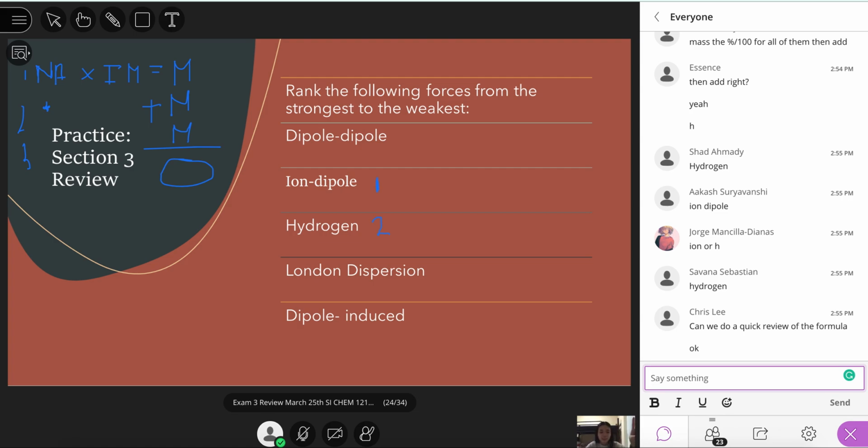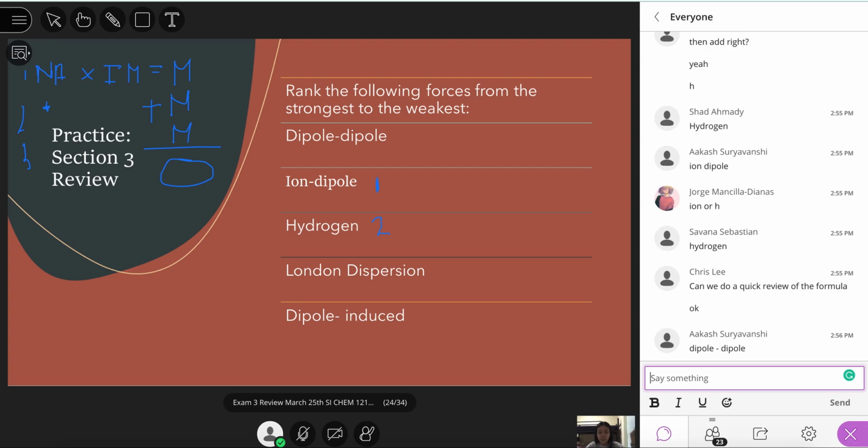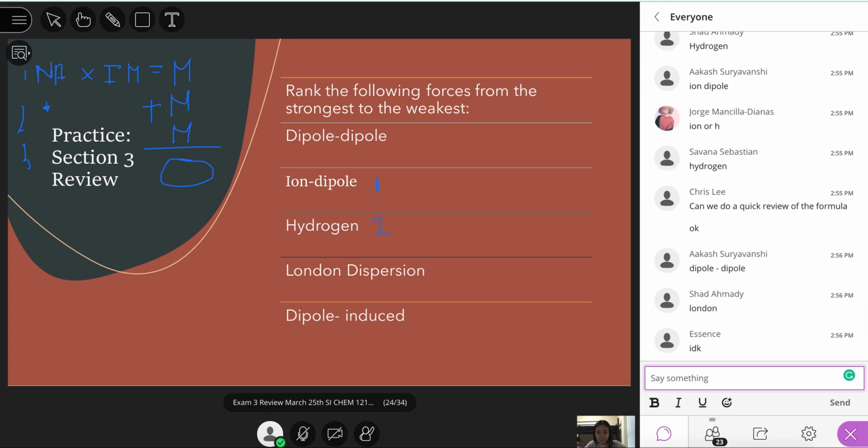What's the third one then? Ion dipole, hydrogen. What's next? What's the third strongest? Dipole, dipole. Okay, anything else? Anyone else? Agree, disagree? London? I don't know. Okay. Anyone else? London is first. I feel like you guys don't know ion induced either, and so you're blanking.